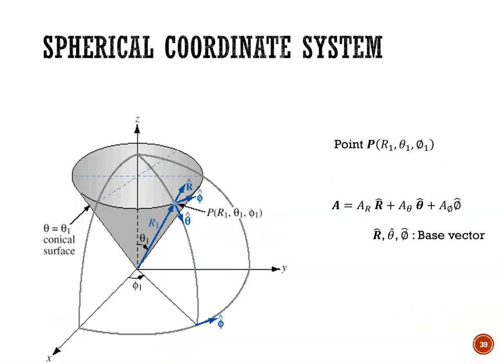Next is the spherical coordinate system. So spherical coordinate system looks like this, and you have point P, which is here. Point P consists of r1, theta 1, and phi 1. So when you see R, the big R, theta, and phi, this would refer to spherical coordinate system. So the vector for spherical is equal to Ar r hat plus A theta theta hat plus A phi phi hat.